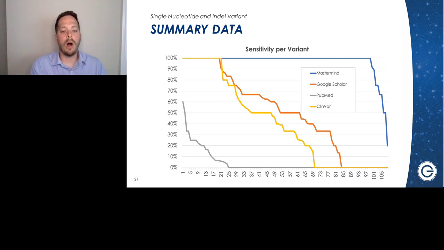And a poor quality resource would be hugging the lower left axis there. And what you can see is that for the vast majority of variants, more than 90% of the variants that were tested in this example of randomly selected clinical variants, Mastermind had 100% of any of the references that were identified by any one of the sources.